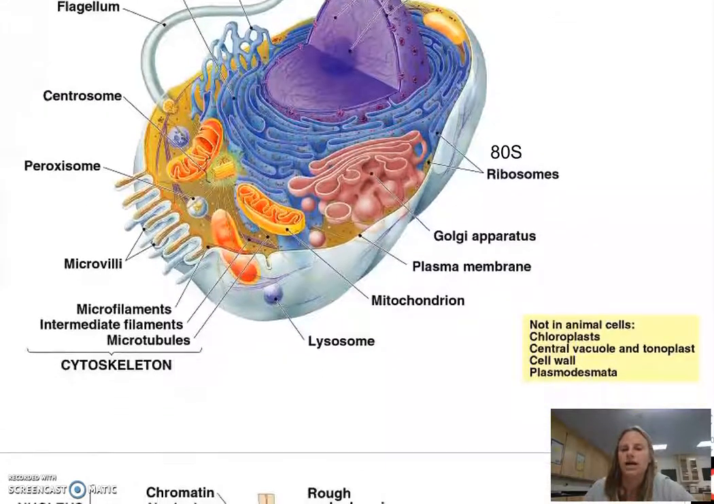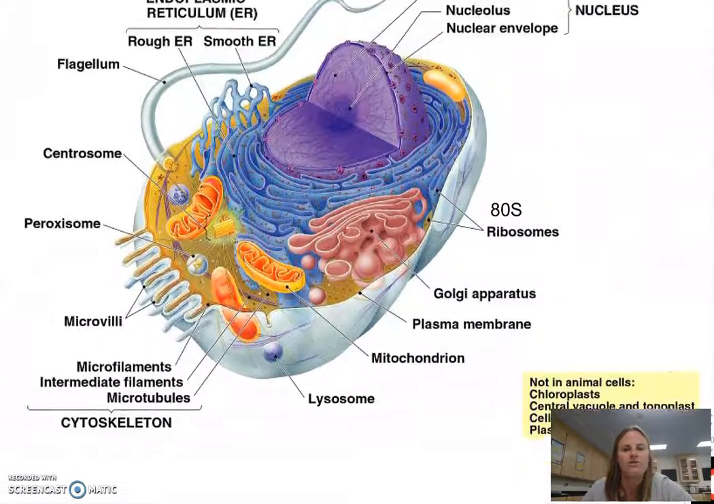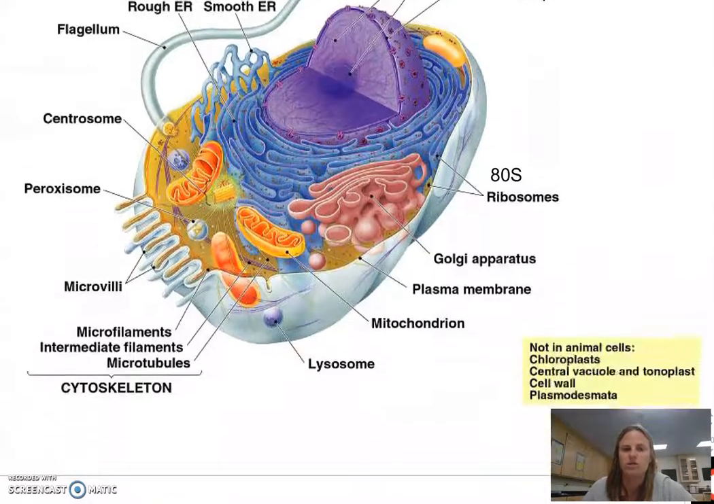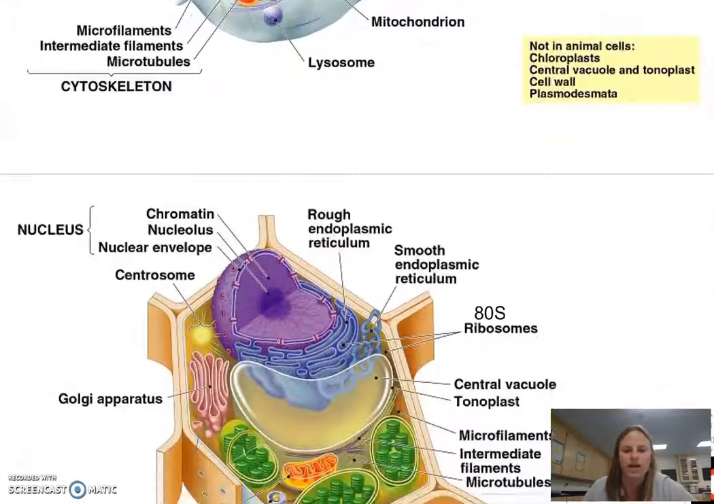Animal cells will not have chloroplasts. They won't have a central vacuole. They won't have a cell wall. They will have vacuoles. They just won't have a large permanent central vacuole.